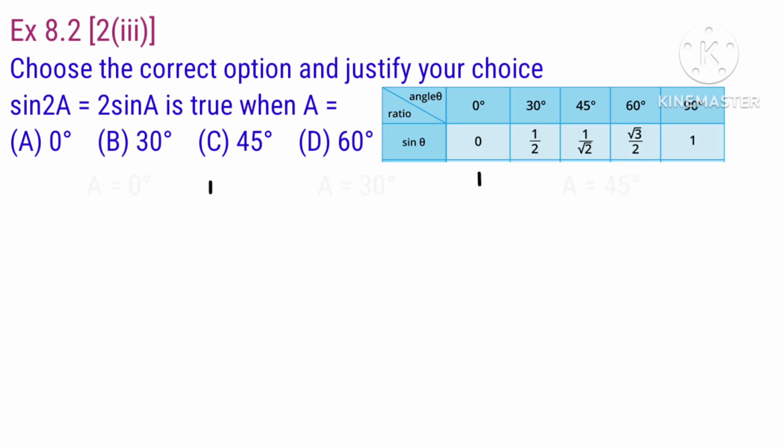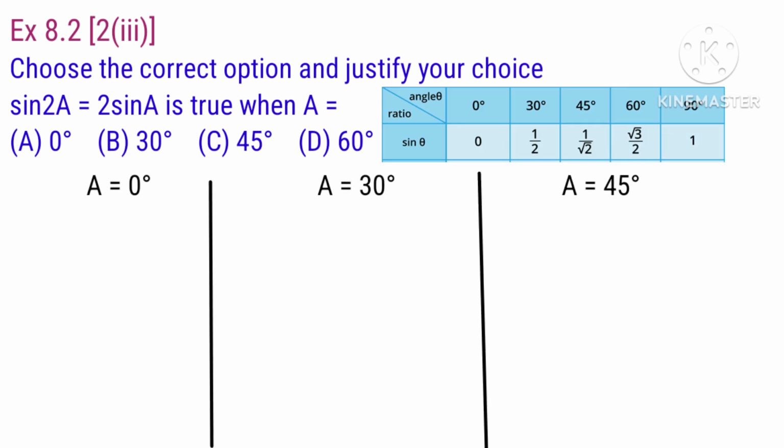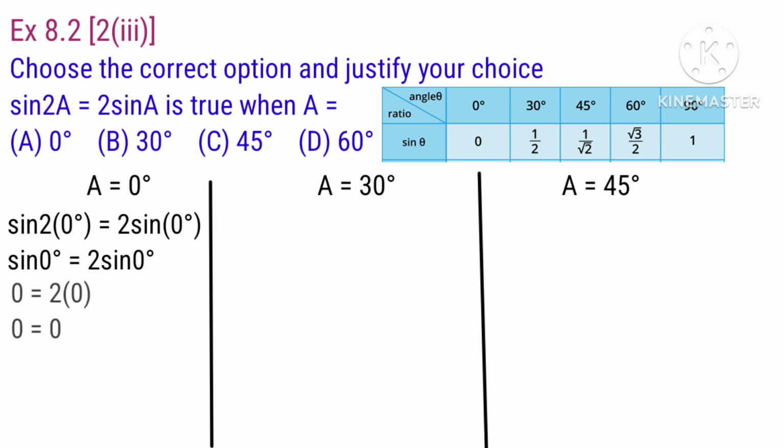So first we are checking option A, that is A is equal to 0 degree. So sin 2A is equal to 2 sin A, that is sin 2 into 0 degree is equal to 2 sin 0 degree. That is sin of 2 into 0 degree, that is sin 0 degree, is equal to 2 into sin 0 degree. What is sin 0 degree? That is 0. So 0 is equal to 2 into 0, that is 0 is equal to 0. So here we are getting LHS equal to RHS. So option A is correct.